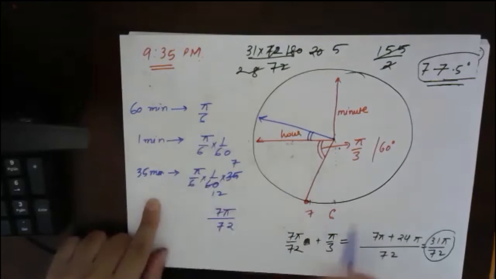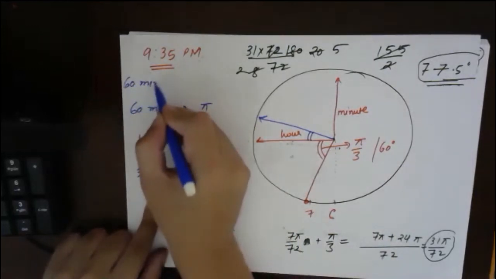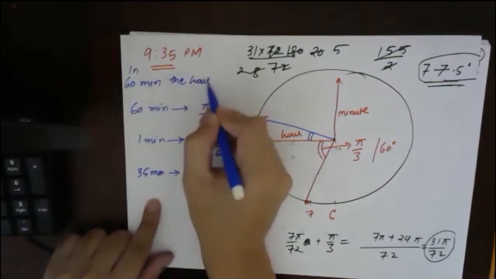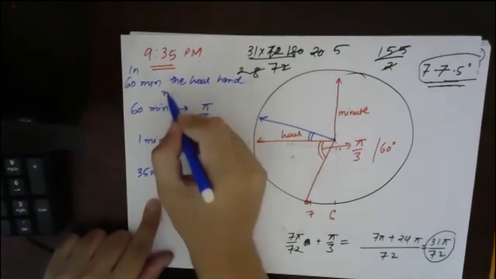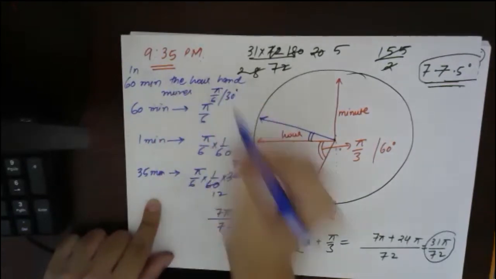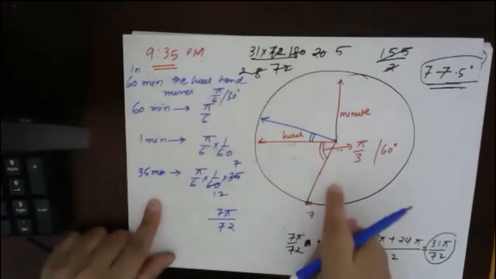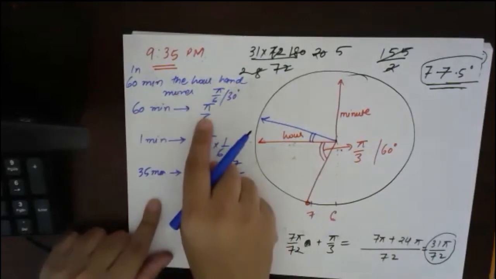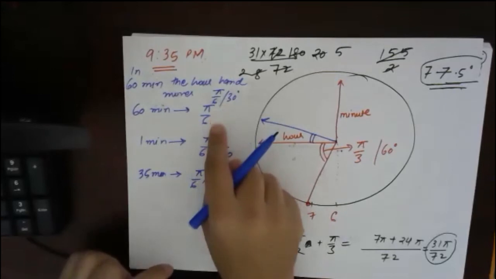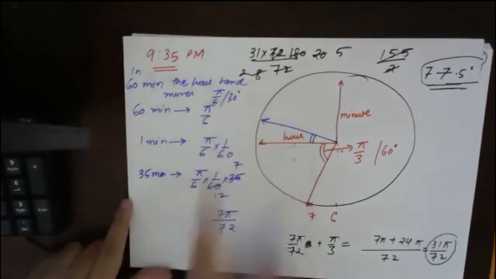In 60 minutes, I will write it complete. In 60 minutes, the hour hand moves pi by 6 or 30 degrees. So these are not equal. Understood? I am saying in 60 minutes, it is moving pi by 6 radian or 30 degrees. Okay.